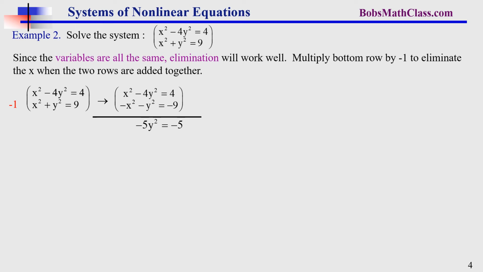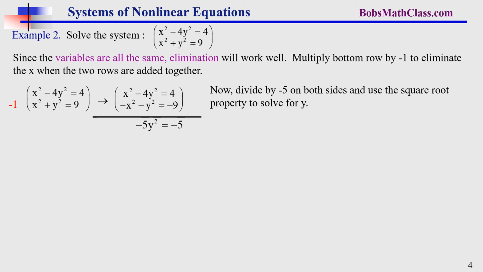We're trying to get y by itself, so what's our next step? Yes, divide by negative 5. Then we're going to use the square root property to get y by itself. So that gives us y squared equals 1. So if you use the square root property, that's y equals plus and minus the square root of 1, and the square root of 1 is still 1. So that's why we get y equals plus and minus 1. Again, that is the square root property.